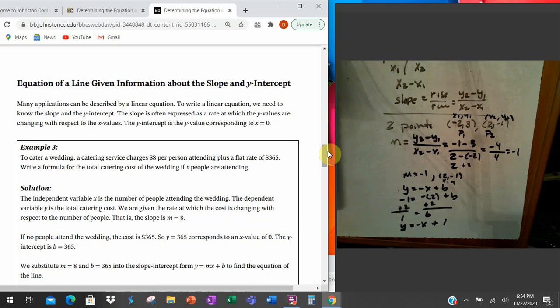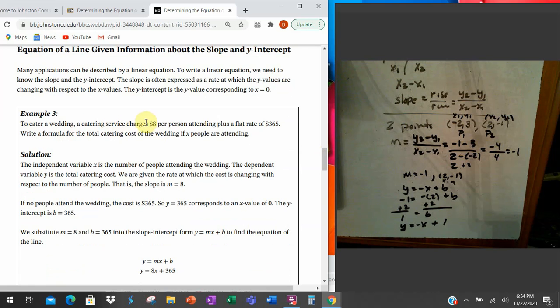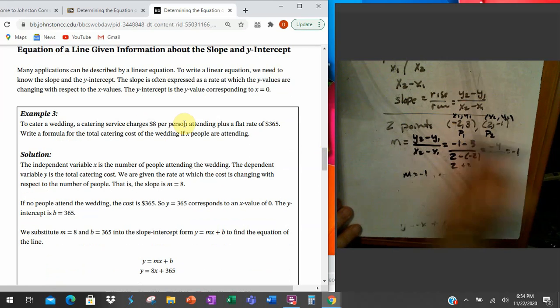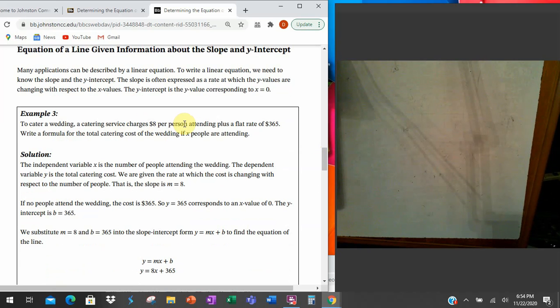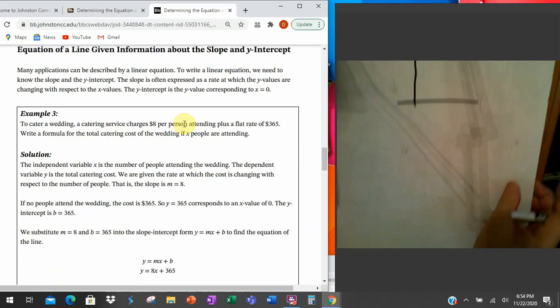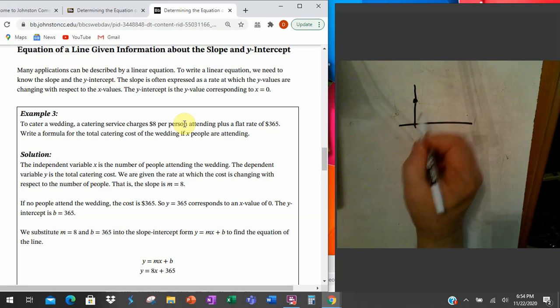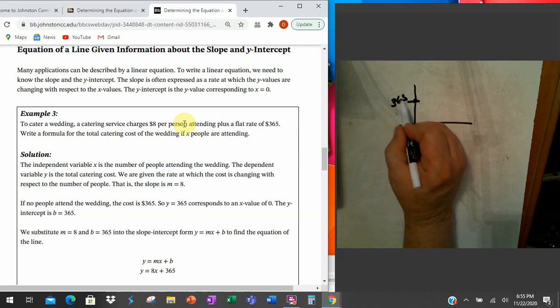Okay. So here's an example 3. I'm just going to step through this one real quick. To cater a wedding, a catering service charges $8 per person attending plus a flat rate of $365. So for 0 people, I'm still going to have that $365. Okay, so that basically is what the b is all about. This is from my y-intercept. So with 0 people attending, they're still going to have that flat rate of 365.